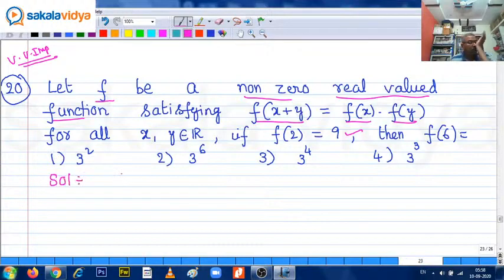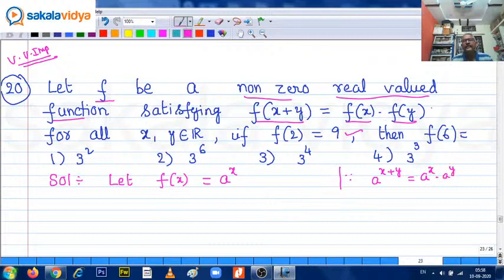See, let us say f of x equals a power x. You can check it: f of x plus y is a power x plus y, which we can write as a power x into a power y. This condition will be satisfied by this function. I already told you this is a power function itself only.